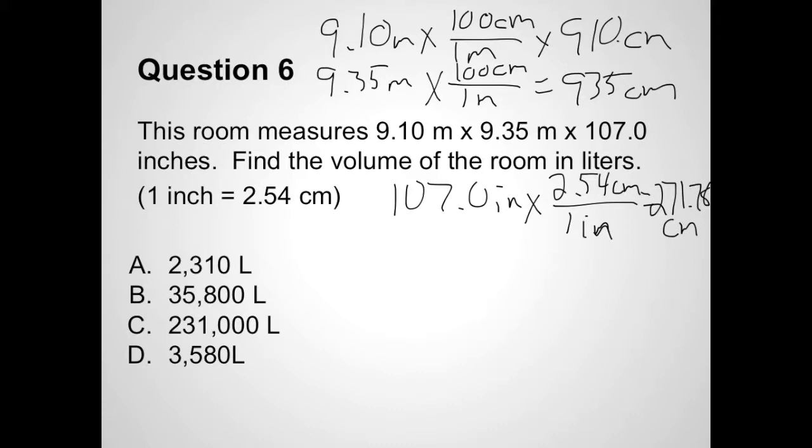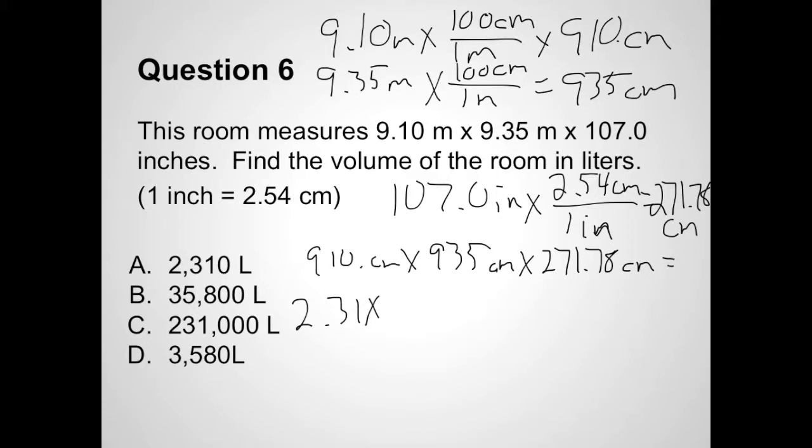Now to find the volume, we multiply those three together. 910 times 935 times 271.78, and that equals 2.31 times 10 to the 8th cubic centimeters. I'm rounding my answer because all of my starting values had three significant figures, so I have to round to three significant figures.